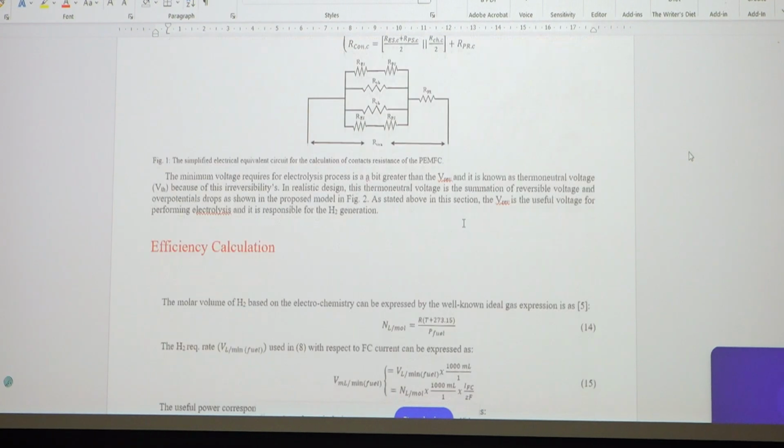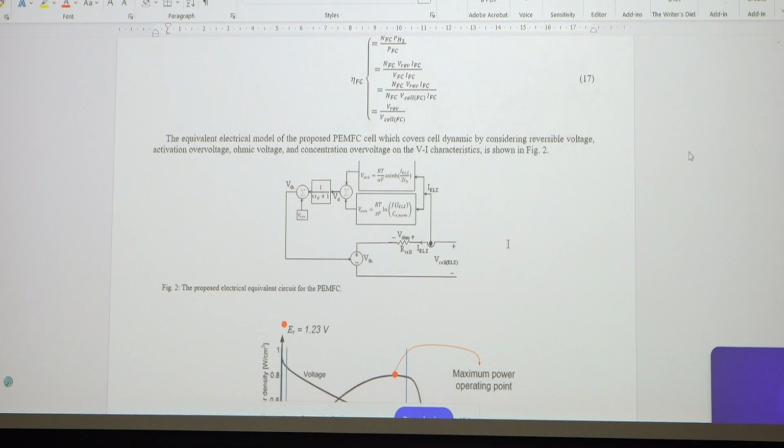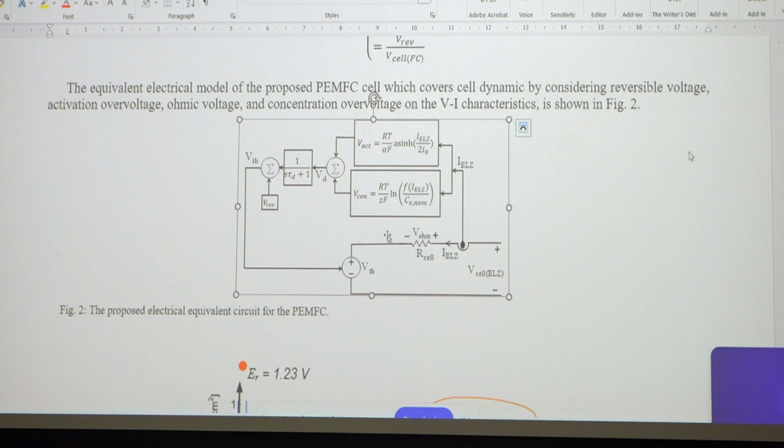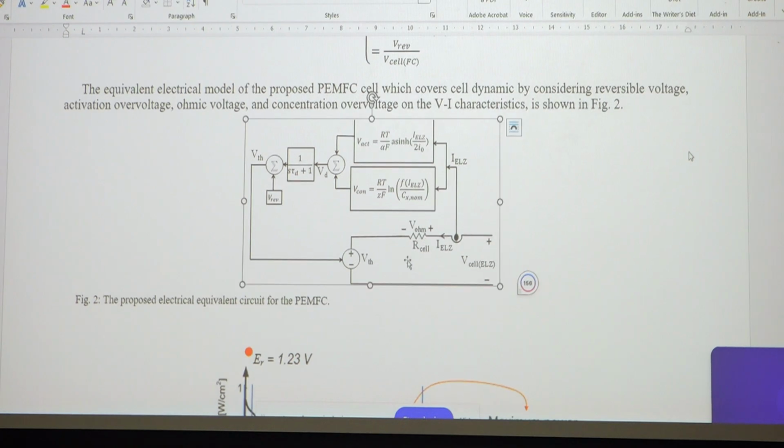Then we have a diagram like this. Here we can see this is the mathematical model based electrical equivalent circuit of the proton exchange membrane electrolyzer. So here this ohmic part represents the ohmic potential drops. And here we can see there are two current dependent parameters. One is for the activation overvoltage and another one is for the concentration voltage drop.